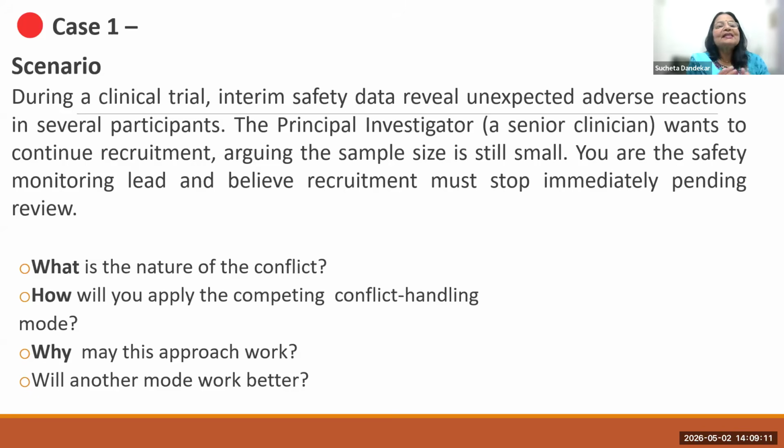The scenario is this: during a clinical trial, interim safety data reveal unexpected adverse reactions in several participants. The principal investigator, a senior clinician, wants to continue recruitment, arguing the sample size is still small. You are the safety monitoring lead and believe recruitment must stop immediately pending review. What is the nature of this conflict? How will you apply the competing conflict handling mode? Why may this approach work? Will this mode work better? Will another mode work better? I want you to use the competing method.